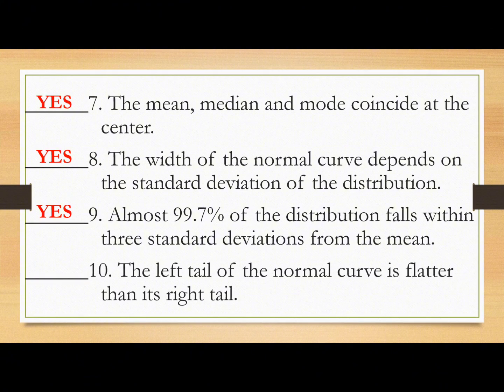Number 10. The left tail of the normal curve is flatter than its right tail. Correct or not? Okay, this one is not true. Bakit? 'Di ba? Symmetrical daw dapat yung itsura ng ating normal curve. So, kung ibig sabihin ng left side natin ay flatter, so dapat ang right side din ay flatter. Pareho lang dapat. So, ayan. So, we are done now with our review.